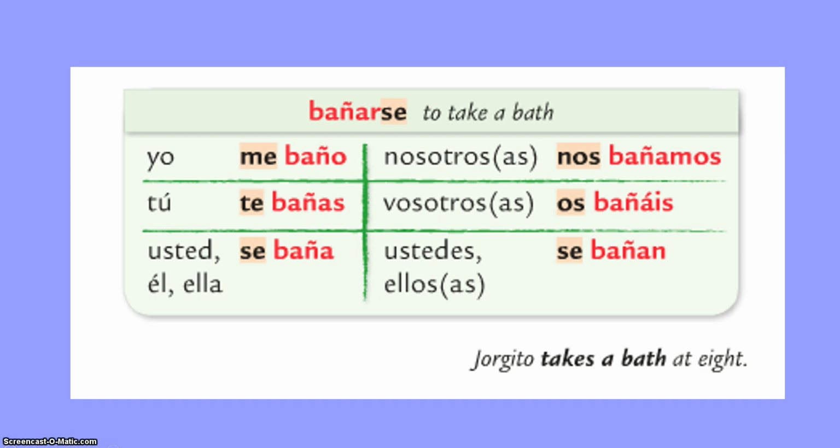So we have an example here. Jorgito takes a bath at 8. Remember the verb bañarse? Okay. I'm talking about Jorgito, so I'm going to say se baña. Jorgito se baña a las 8. Go ahead and copy down that example sentence. Jorgito se baña a las 8.